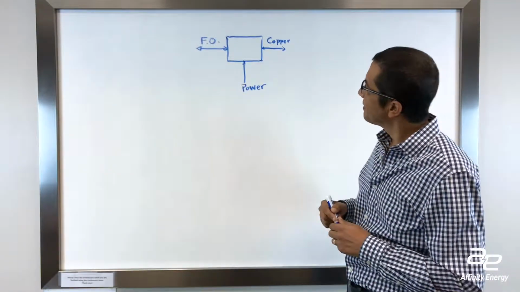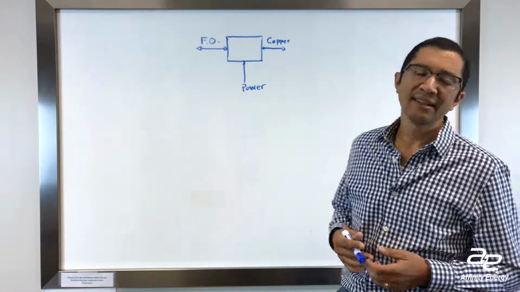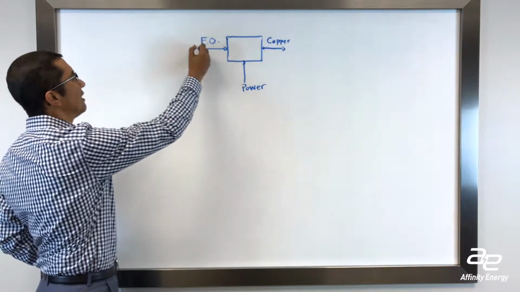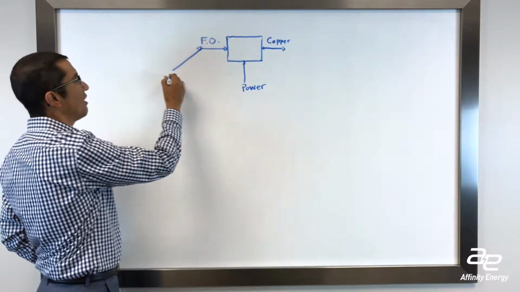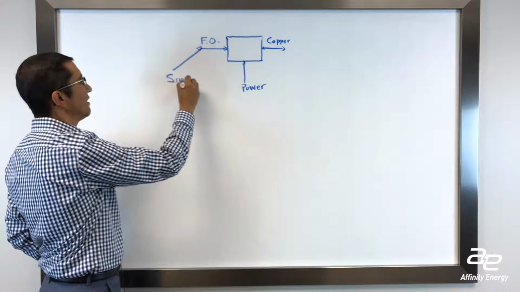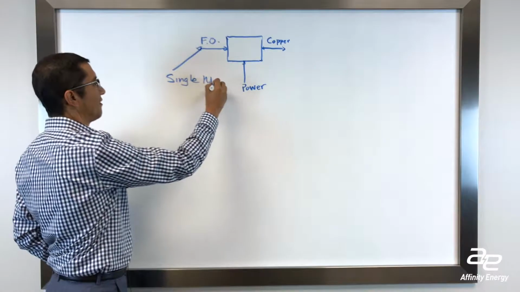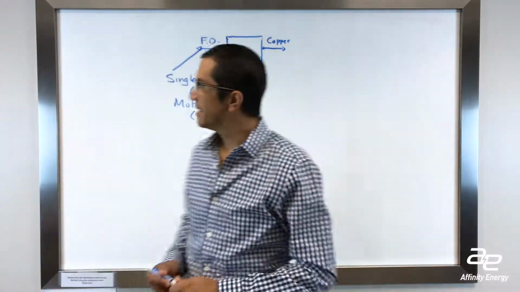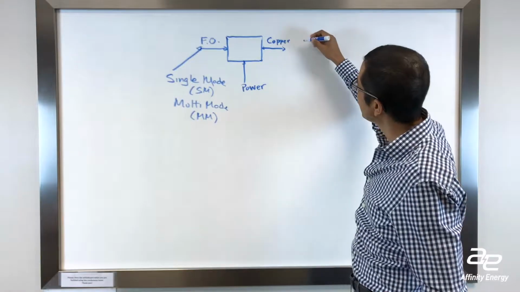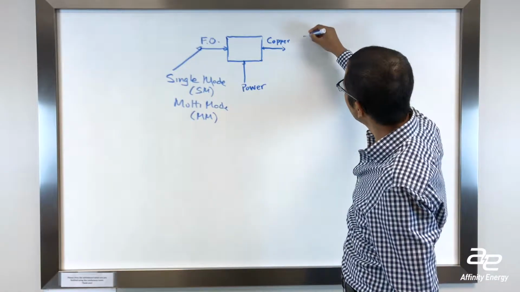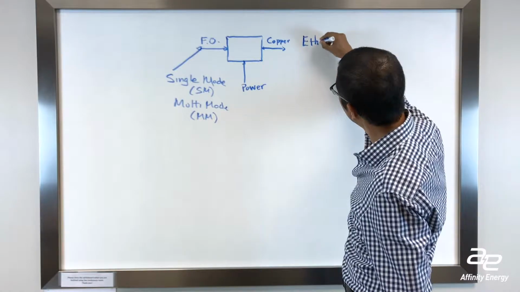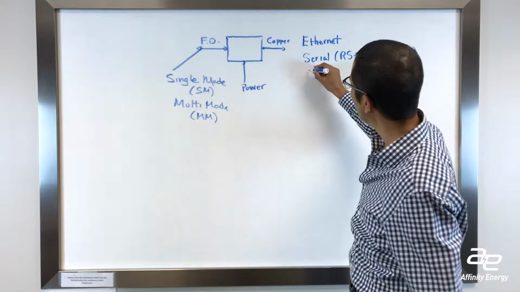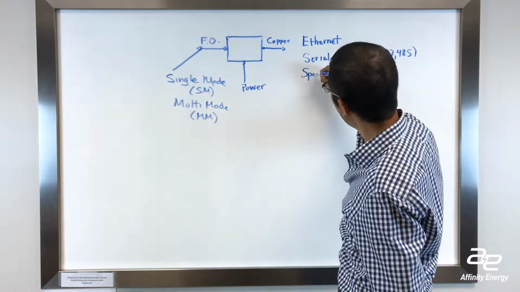So a couple considerations go into selecting your fiber media converter. The first thing is you're going to want to understand what type of fiber optic we're talking about. Is this single mode or multi-mode? Secondly, you're going to want to understand a little bit about what's happening on the copper side. And when I say copper, certainly you have choices like Ethernet, serial, and then you could have what I would call specialty type copper networks.